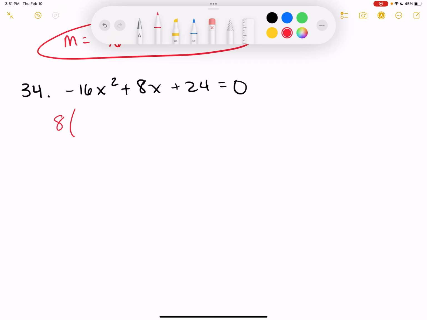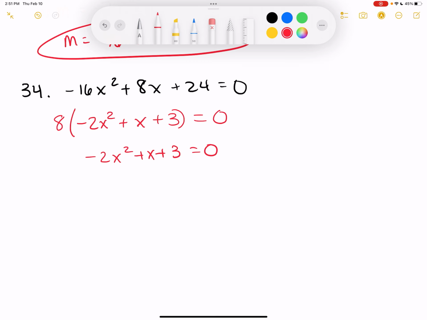So I'm left with negative 2x squared plus x plus 3 equals 0. Now, we're not done. What happens when I divide 0 by 8? 0. So negative 2x squared plus x plus 3 equals 0.